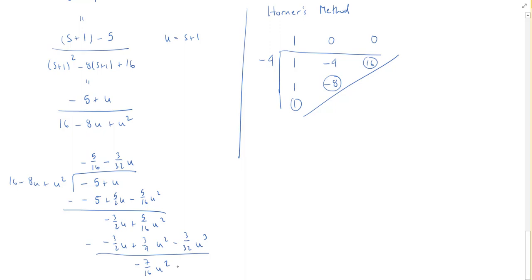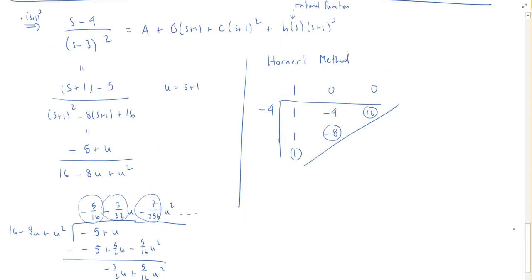And then there's going to be more, but I don't really care because I'm only trying to get the first 3 terms of the power series expansion, and I can see immediately what that is going to have to be now. I need to ask, how many times does 16 go into -7/16 u squared? That's going to be minus 7 over 256 times u squared. Okay, and this will keep going. But I don't really care. I just want these 3 coefficients, because those 3 coefficients are precisely my A, B, and C.